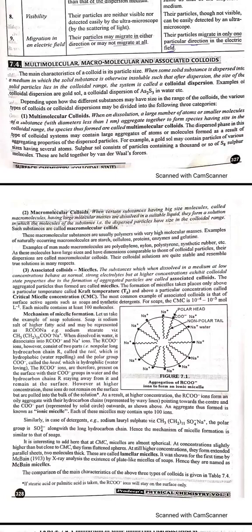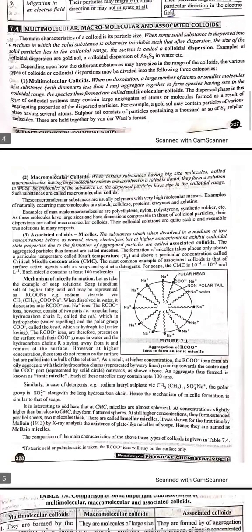Now, our second is macromolecular colloids. When certain substances having big size molecules called macromolecules, having large molecular masses, are dissolved in a suitable liquid, they form a solution in which the molecules of the substance, that is, the dispersed particles, have size in the colloidal range. Such substances are called macromolecular colloids. These macromolecular substances are usually polymers with very high molecular masses. Examples of naturally occurring macromolecules are starch, cellulose, proteins, enzymes, and gelatin.